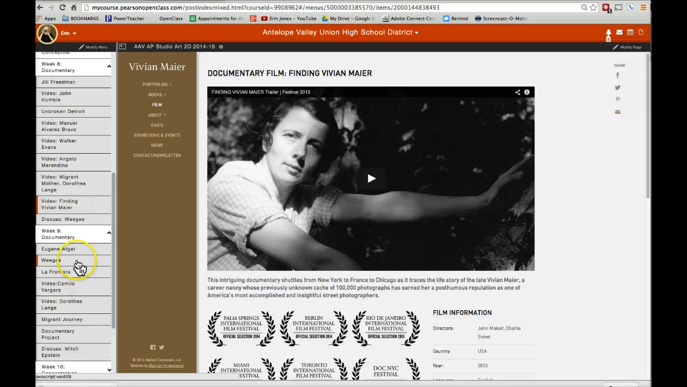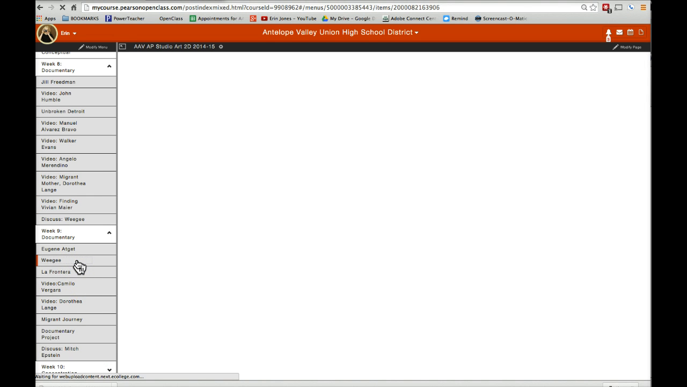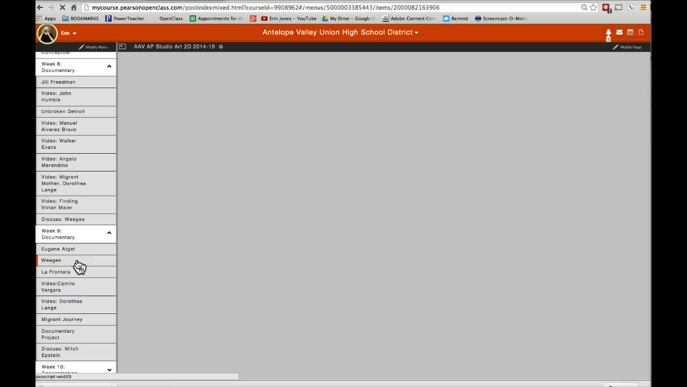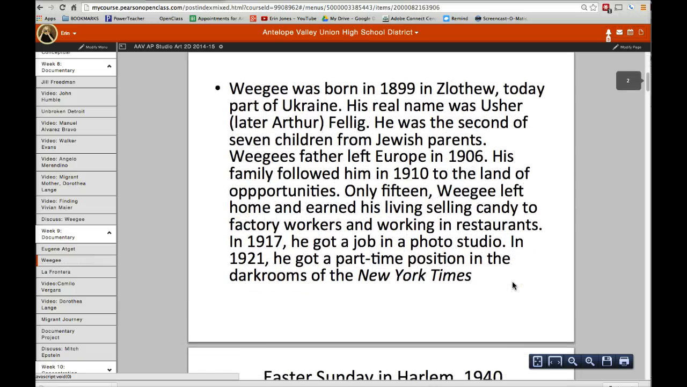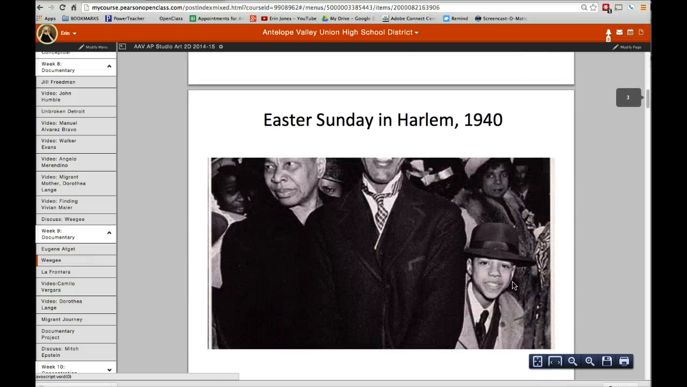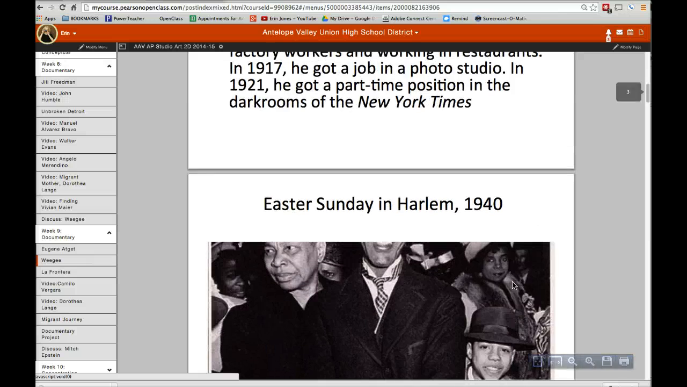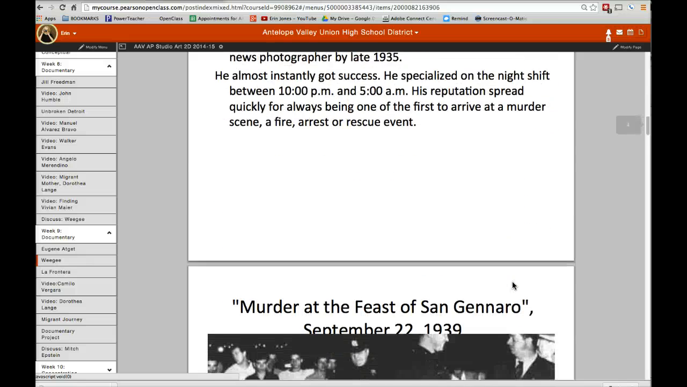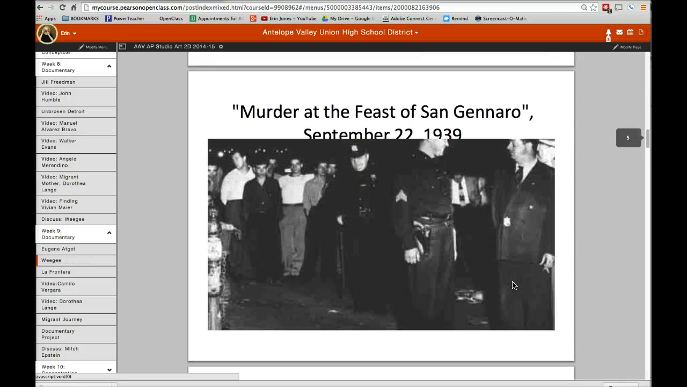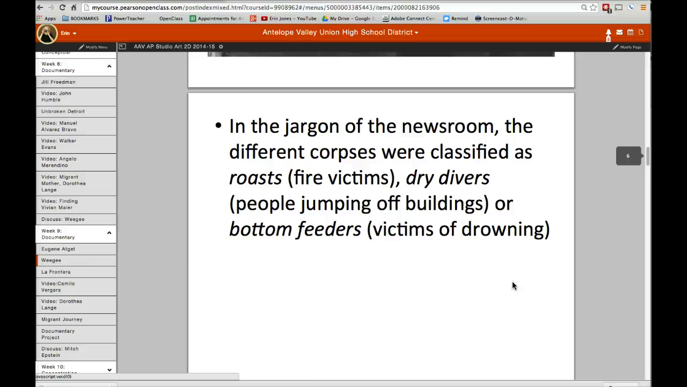Let's see, Weegee. That's a really interesting one. Weegee could be known as an early paparazzi. So stretching the definition of photojournalism maybe a little. But his work would be 30s and 40s in New York City, mostly known as kind of an early tabloid photographer. He would just take pictures of crimes and listen to the police scanner and race to the scene and get pictures of whatever was happening.